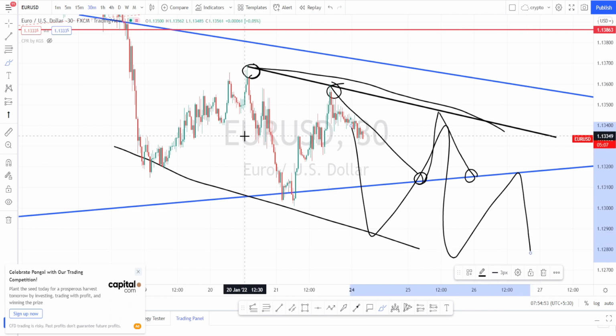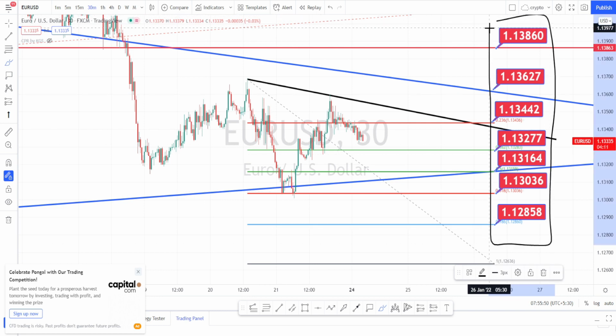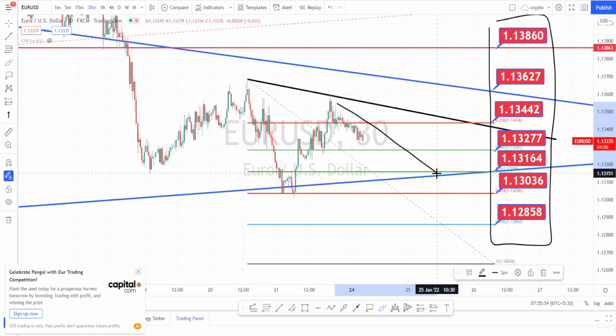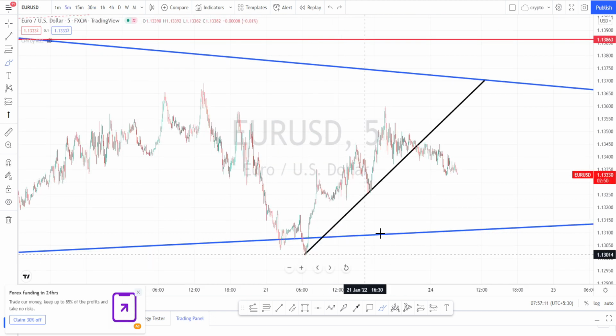Let us mark the support and resistance levels. So the values marked in red boxes are the support and resistance levels in the 30 minutes time frame, and currently the price action is in a bearish trend. Let us do the analysis in the 5 minutes time frame. I am in the 5 minutes time frame now.